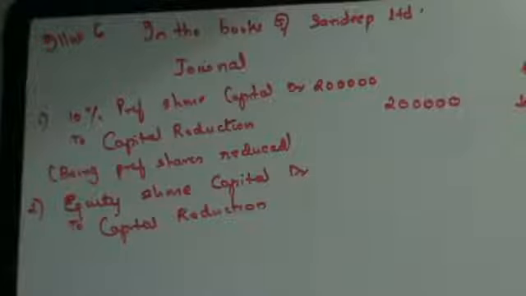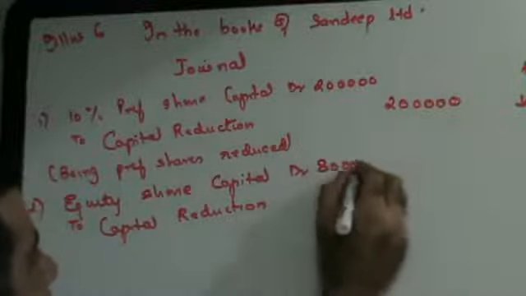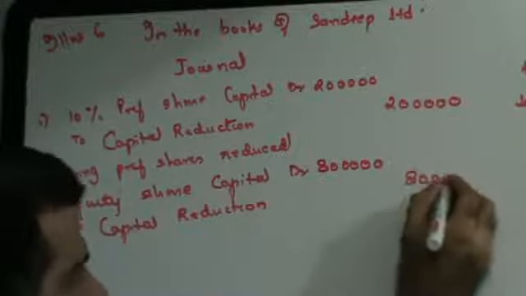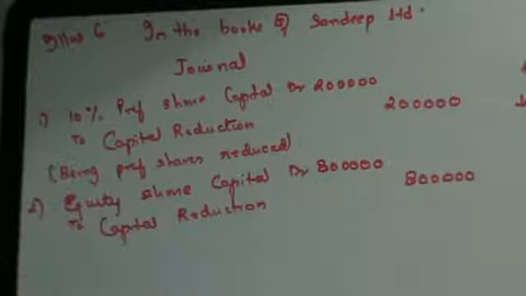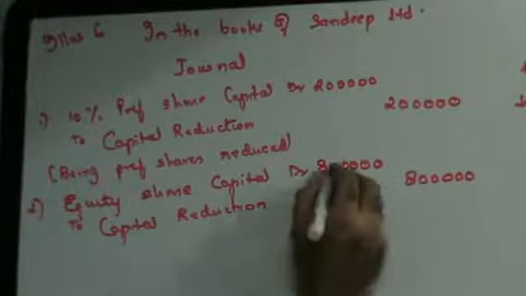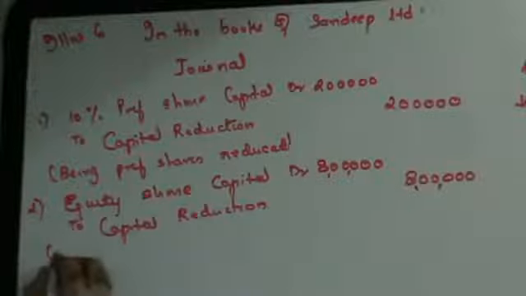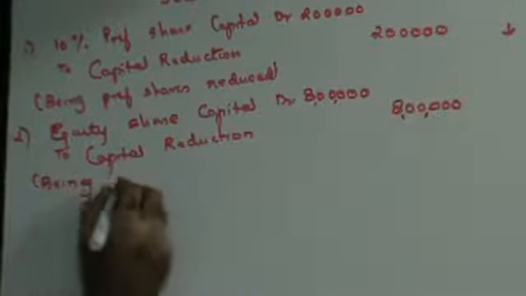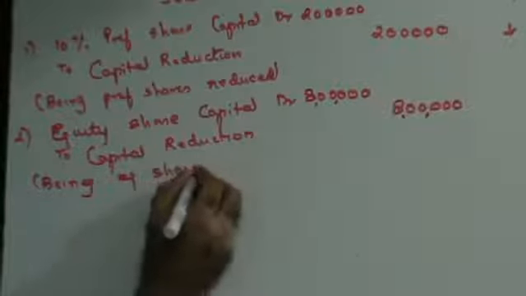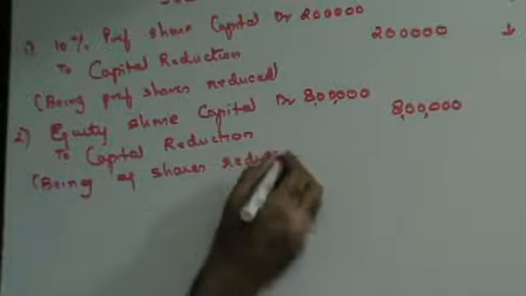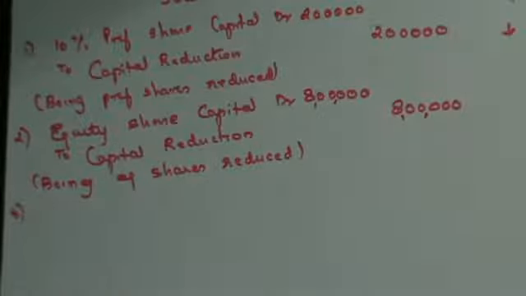What's my equity share capital? 10 lakh is my equity share capital, each equity share is of 10 rupees. That means I have 1 lakh shares, and each share is being reduced by 8 rupees, so 8 lakhs. Being equity shares reduced, right? Next, let's move on ahead.